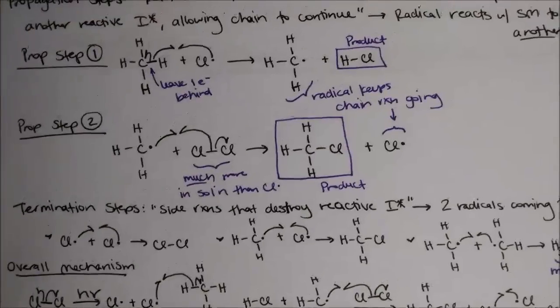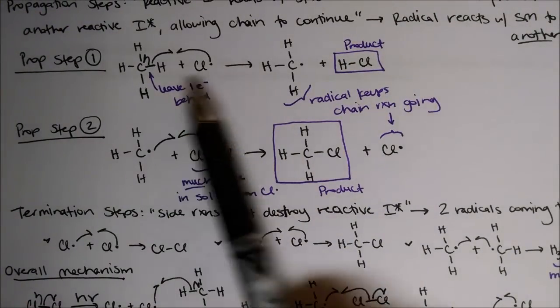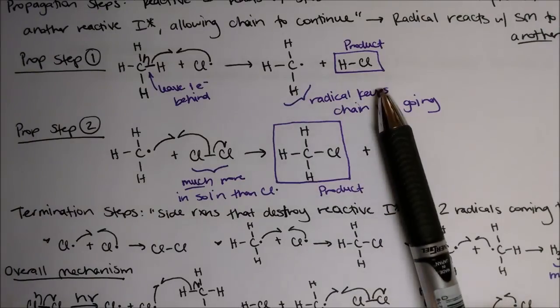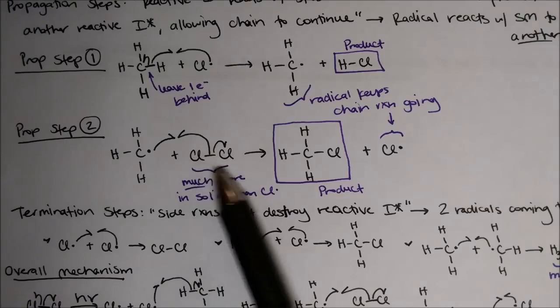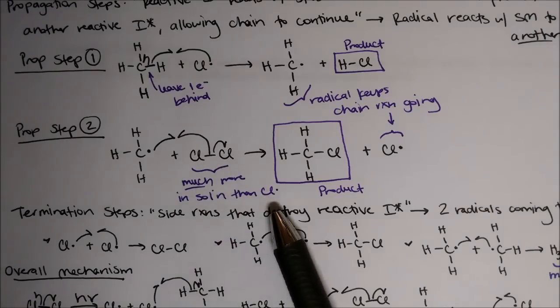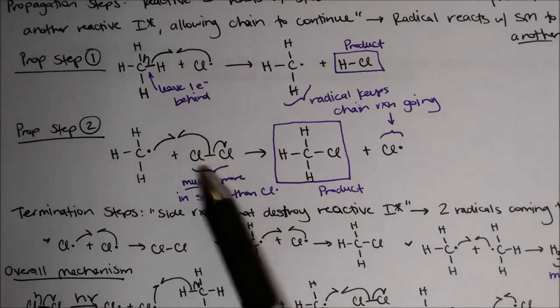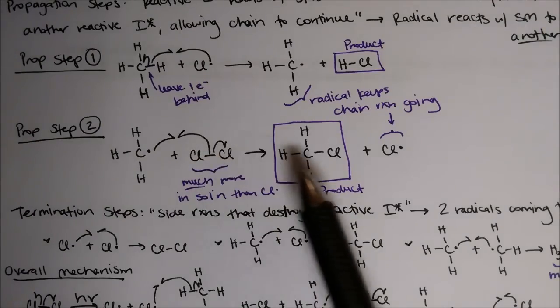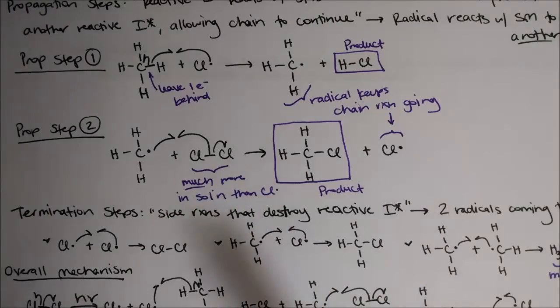And then our 2 propagation steps. We need to continue the chain reaction. So chlorine dot reacted with methane to make methyl radical and a product, HCl. And then the methyl radical reacted with another equivalent of the chlorine, not Cl dot, because we want to keep the chain reaction going. So it reacted with chlorine, because there's also more of this in solution, to make our chloromethane, and then a new radical, the chlorine dot.